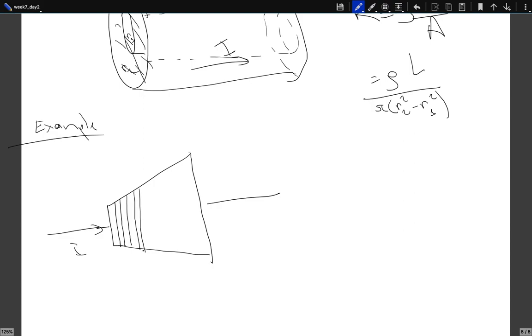Each one of these disks has the same constant area and a well-defined thickness. So for each one of these disks, you can use R, the resistance, equals rho times L over A, and then sum them up. It will give you the total resistance.